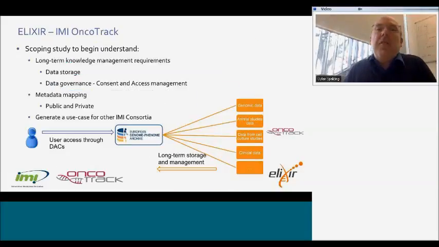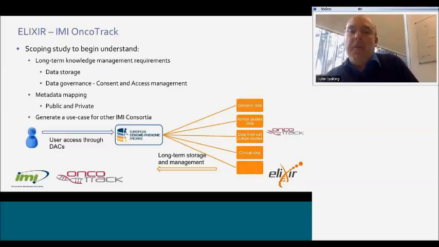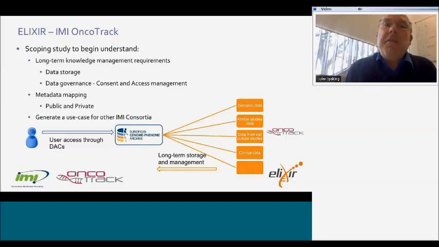So the study that we're talking about here, this scoping study, was to try and begin to understand how we can perform long-term management, including the requirements on both the data storage and data governance, and access and distribution of data produced by the IMI OncoTrack project in future after the funding for the project has ceased. We also had to look at how we're going to map the metadata.